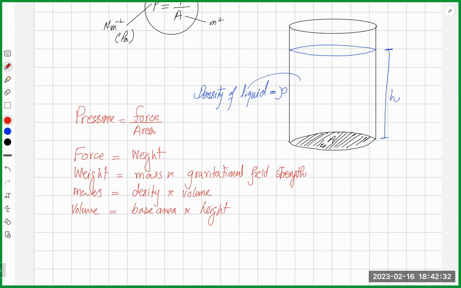How can I find mass? I thought of the formula that mass equals density times volume. Okay, I know the density. Density is given as rho, but how can I find volume? Now, volume is base area into height. So now we will be doing reverse engineering over here.